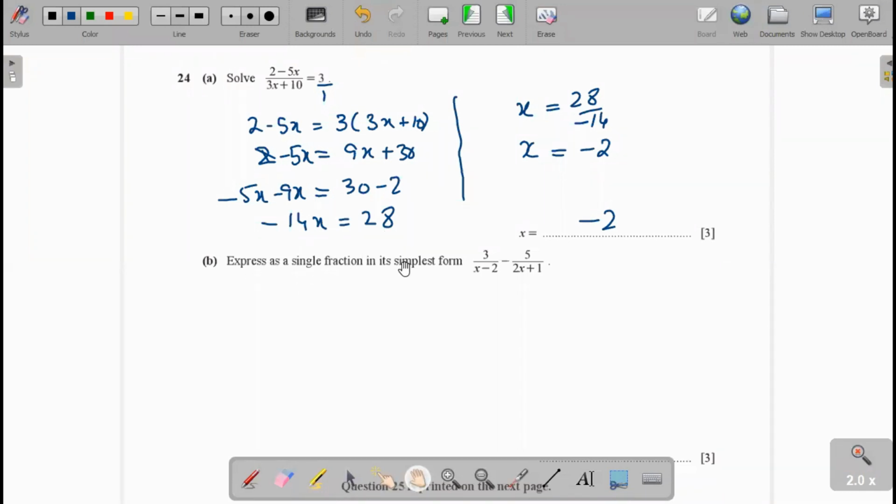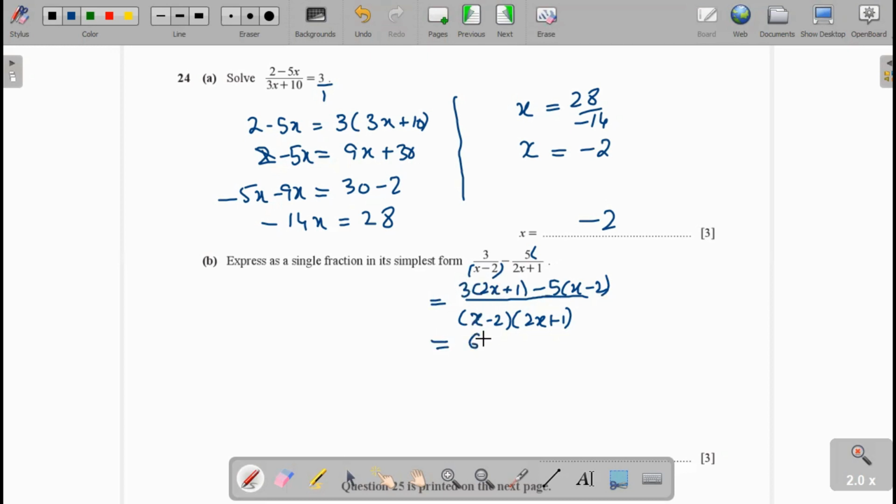Express as a single fraction in its simplest form: 3 over x minus 2 minus 5 over x plus 2. Now we simplify this. We take the LCM. x minus 2 is written as it is, and 2x plus 1 is written. Now we multiply 3 into 2x plus 1, minus 5 into x minus 2. Therefore, we get this. Now we multiply this.